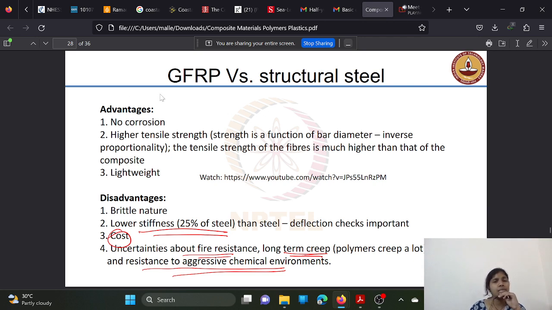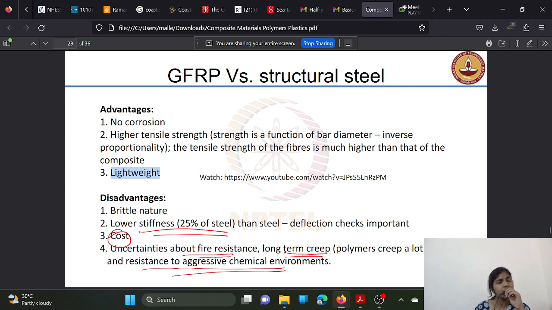Okay, so here there is a comparison between glass fiber reinforced plastic versus structural steel. What are the advantages of glass fiber reinforced plastic over structural steel? The main advantage is no corrosion, and then higher tensile strength. Strength is a function of bar diameter, as we have already seen. The tensile strength of fibers is much higher than that of the composite, and it will have lighter weight compared to structural steel.